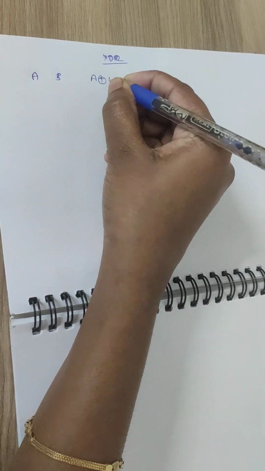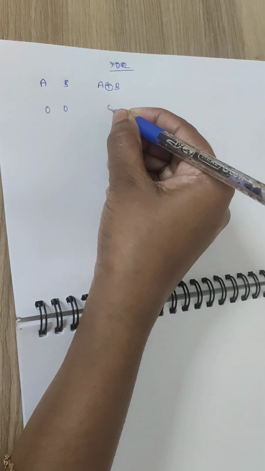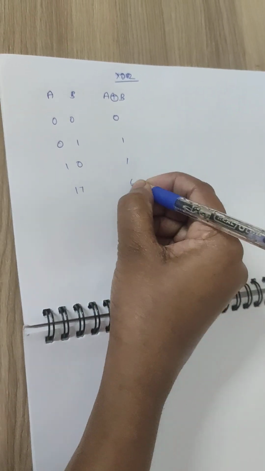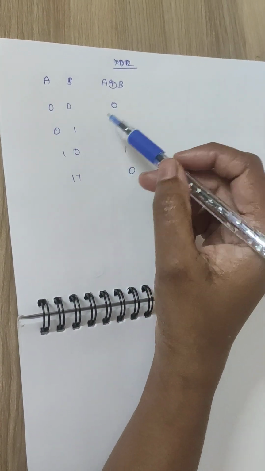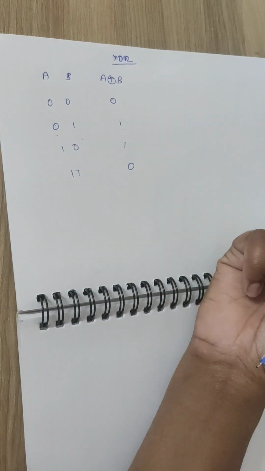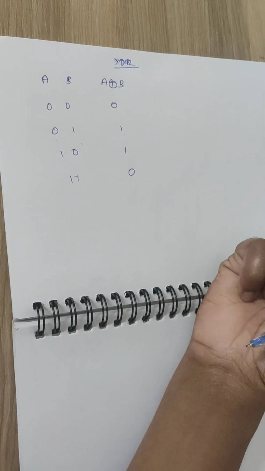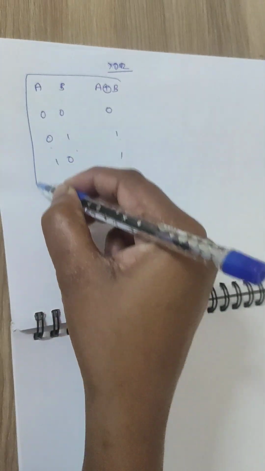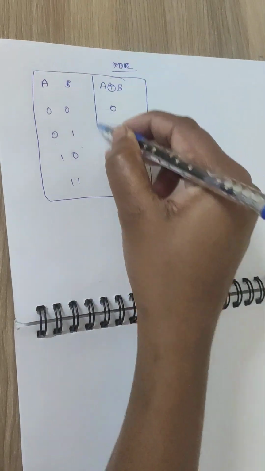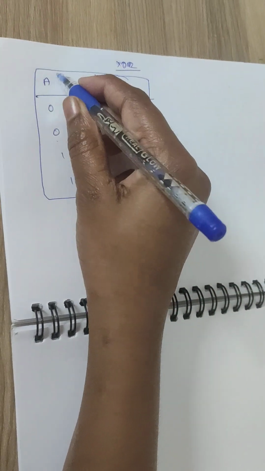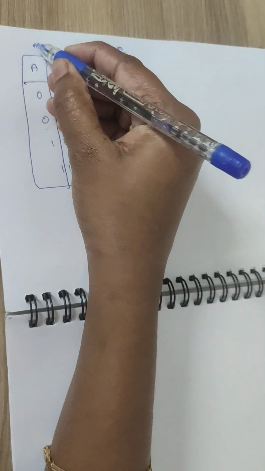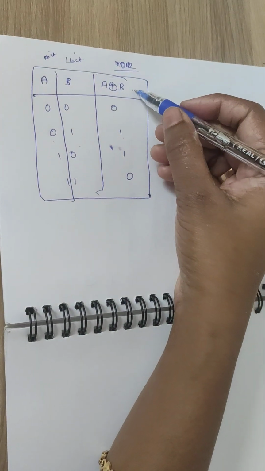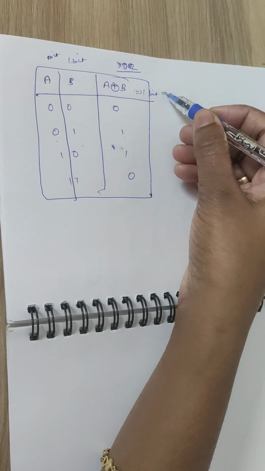First, we'll write the truth table of that. As we know, it will be 0 0 0, 0 1 1, 1 0 1, 1 1 0. If the inputs are the same, the output will be 0, and if they are different, it will be 1. From this point itself, we'll talk about it one by one. This is a 1 bit input, this is another 1 bit input, and here we are getting a 1 bit output.